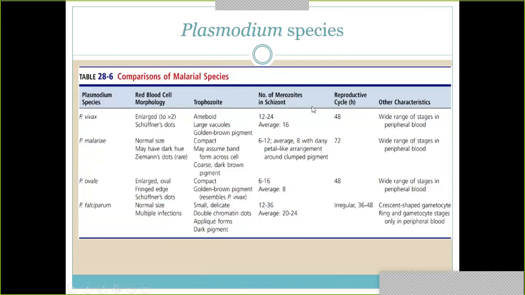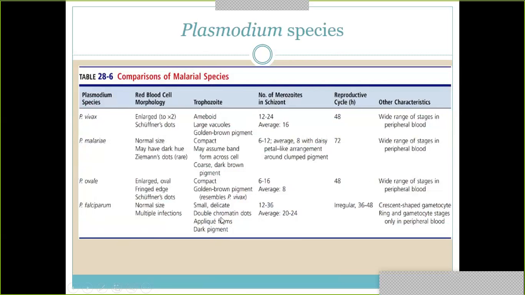I would remember for future, especially for boards, in the schizont stage, they are differentiated based on how many merozoites they have in those stages. I would remember that in the future. The ring stage kind of looks alike in all of the malaria. They all have a kind of an identical ring, except for falciparum. Falciparum is unique in that it can have 2 little chromatin dots in the ring stage. All the rest have 1.